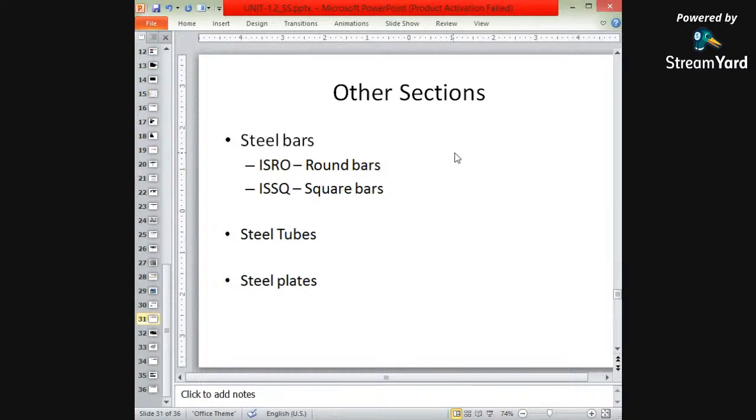Other sections, that is steel bars, are there. Indian Standard round bars: RO stands for round bars and SQ stands for square bars. So steel bars are in the shape of round and also in the shape of square. In some cases we use the round bars, and in some cases we use the square bars. So, Indian Standard round bars and Indian Standard square bars. Again, steel tubes are made up of steel, and steel plates are also taken care of.